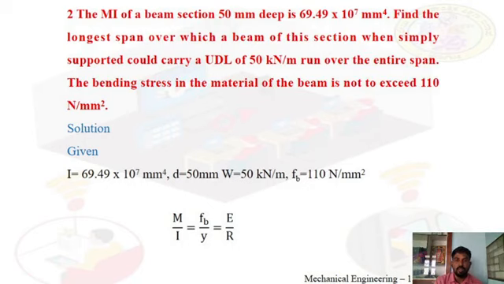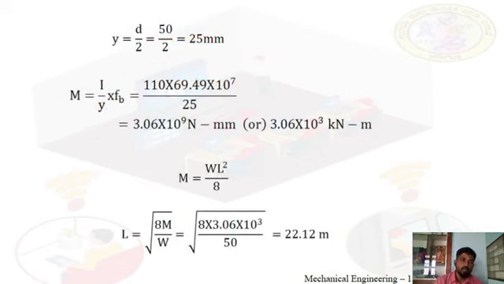Immediately write a formula, bending equation. M by I is equal to FB by Y is equal to E by R. So Young's modulus and radius of curvature is not given, so ignore this. And Y we can easily find out. Y is equal to D by 2, that is 50 by 2, 25 mm.